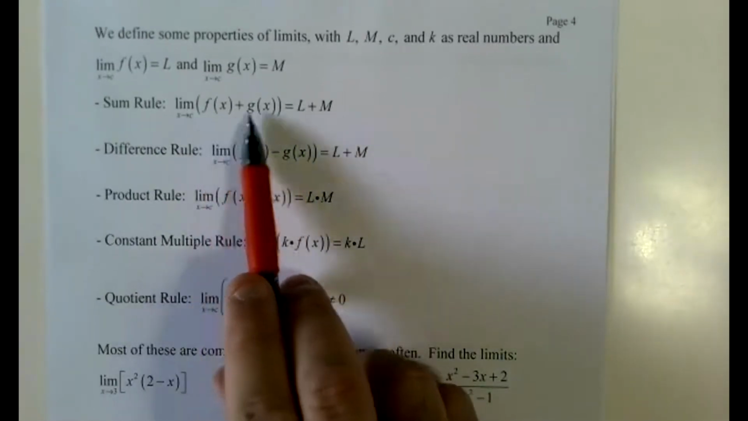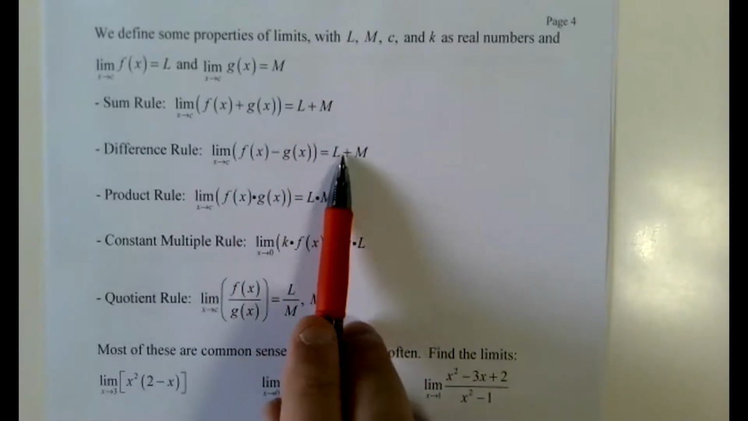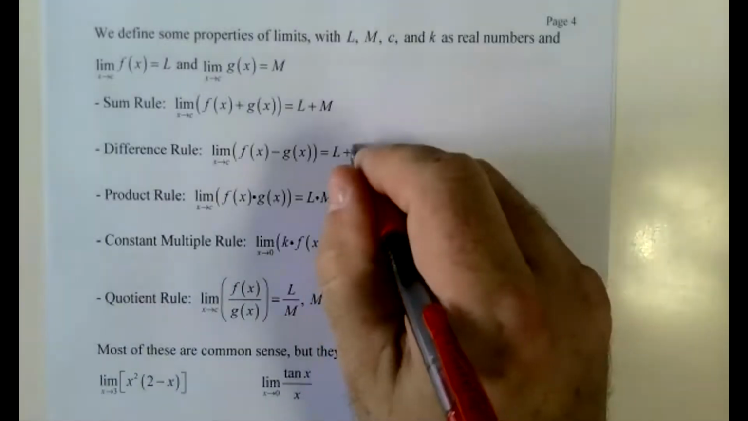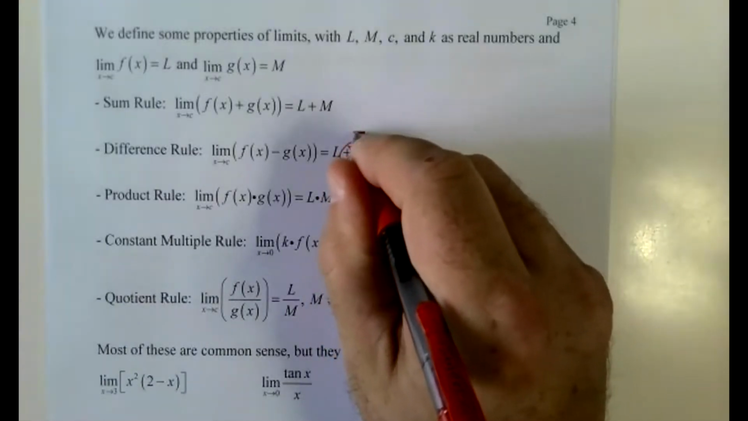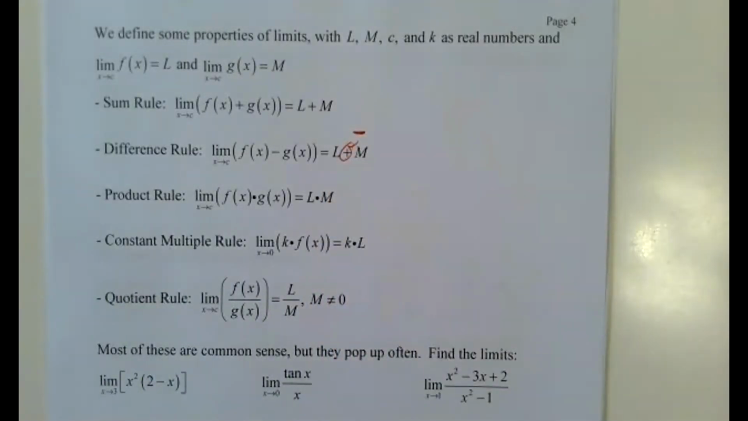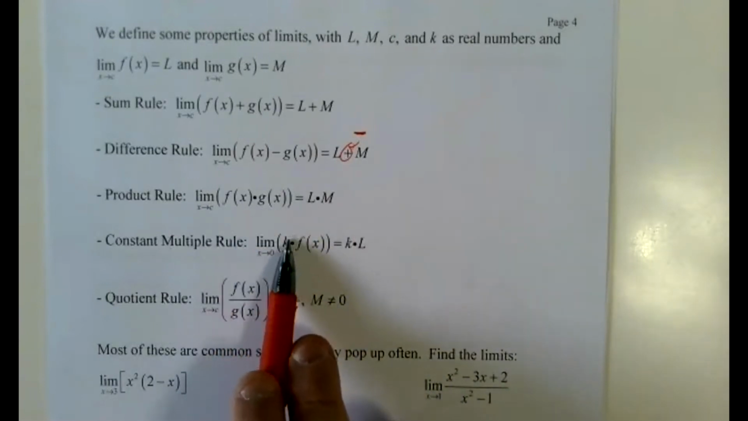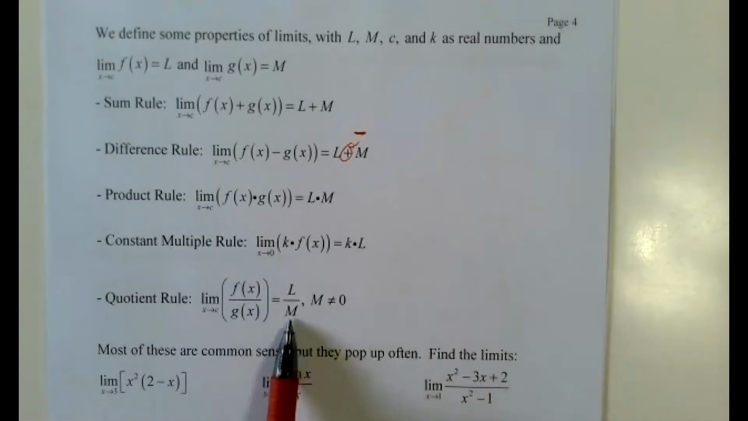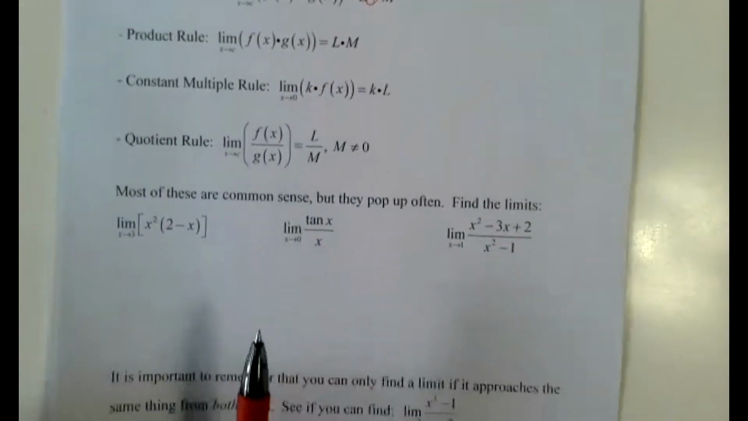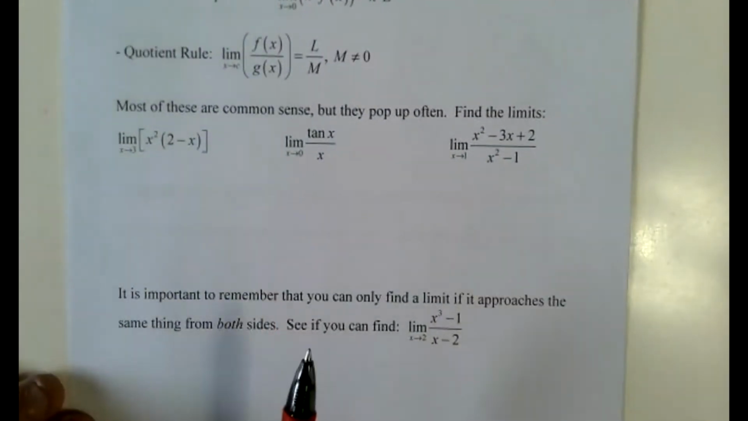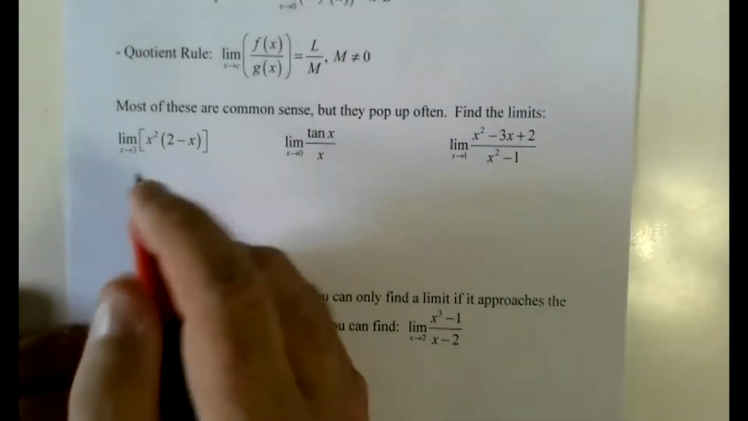But you can add your limits together. You can subtract them. Ooh, that looks wrong to me. I think that would be L minus M. Have to fix it. L times M. Okay, there's a K out front. That one I actually use. I pop it out front. Divided, as long as M doesn't equal 0. Yeah. So this is stupid.